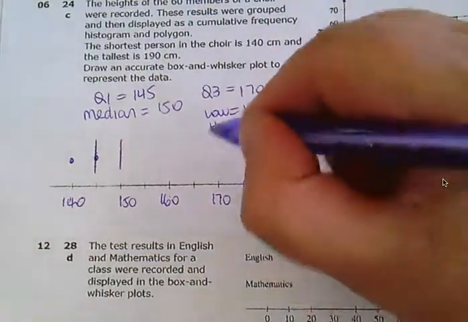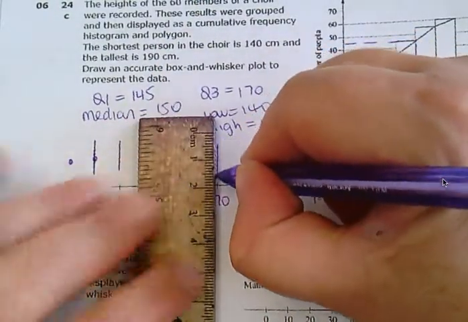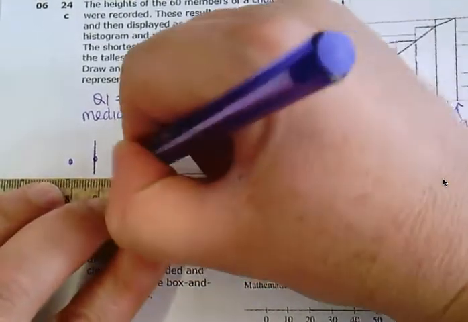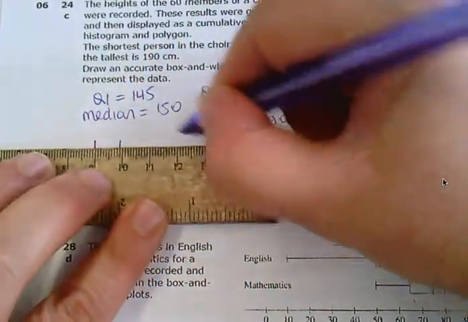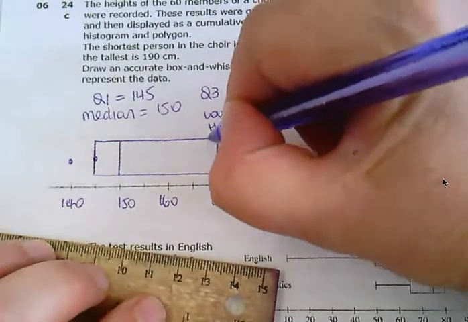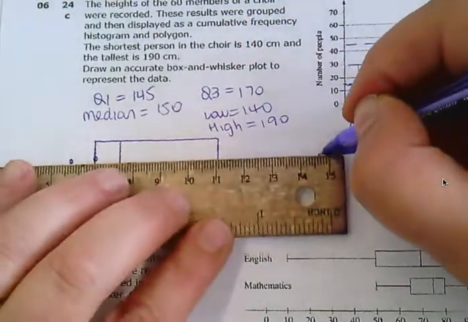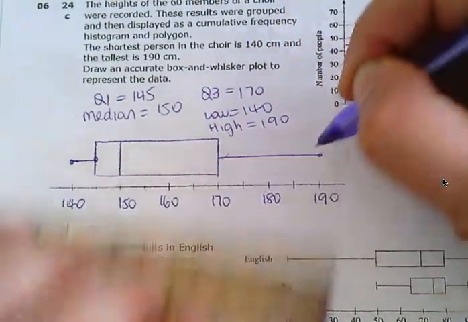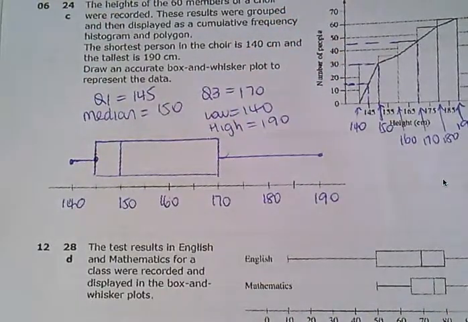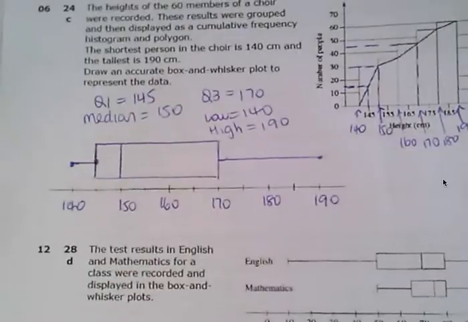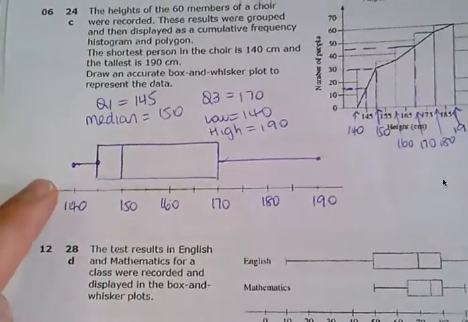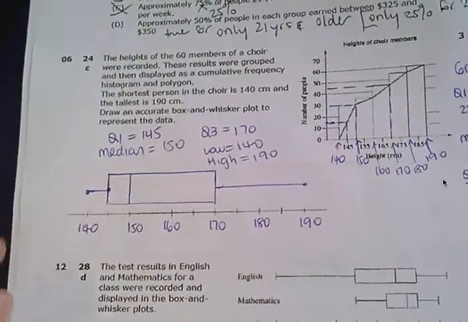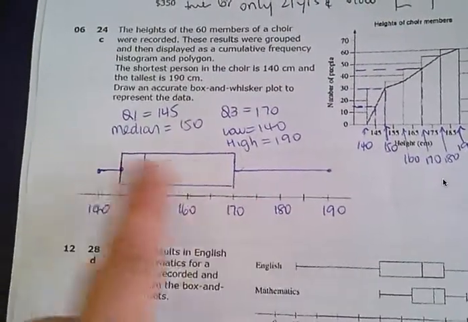Q3 is 170. Remember, the box is the interquartile range. So I draw my box between those, and you'll have to fix the heights up a bit. And the whiskers go out to the lowest number and the highest number. Yay. And there's your box and whisker plot. Okay? So it needs to be accurate. All right? There's your middle 50% of data.